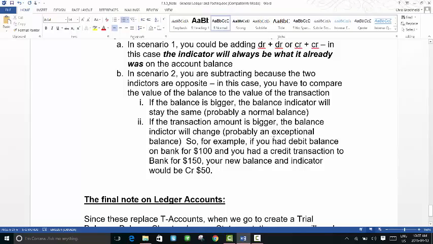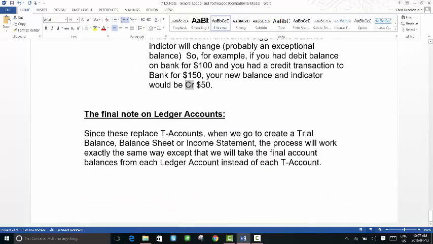So for example, if you had a debit balance on your bank account for $100 and you had a credit transaction for $150, so your credit is bigger than the debit balance, then you're going to have a new credit indicator on the account balance as credit.